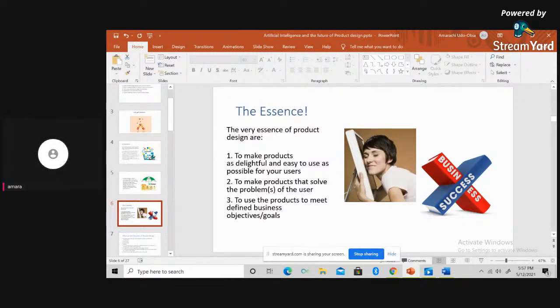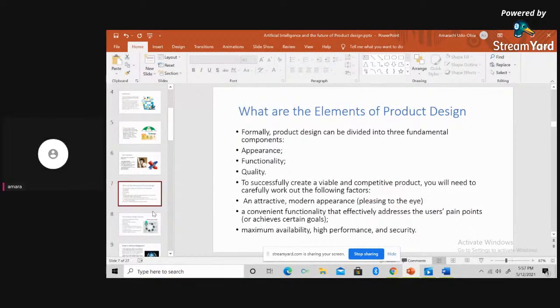So the essence of product design is also to use the product, like I said, to meet the needs of the business, the defined business objectives. Okay. So the next thing we're talking about is, what are the elements of product design?